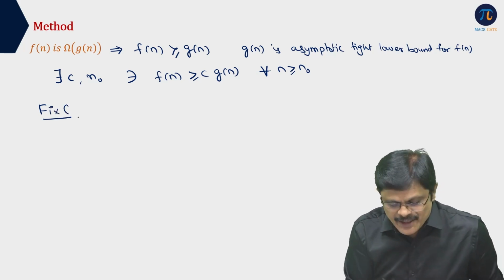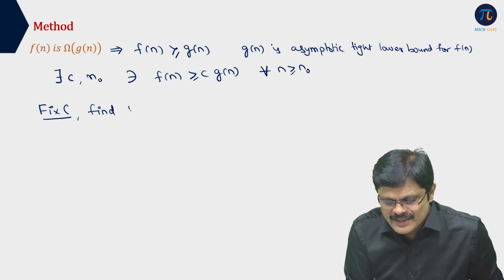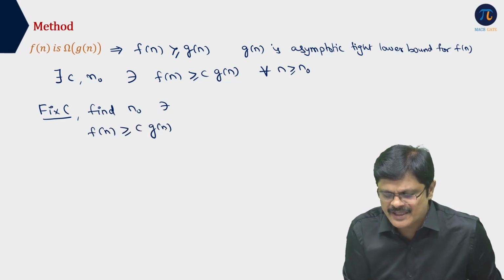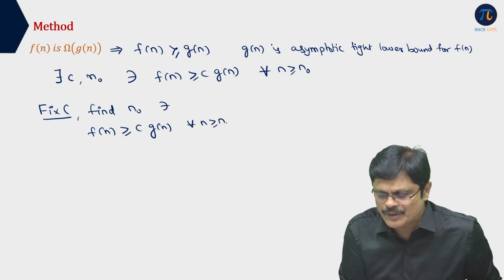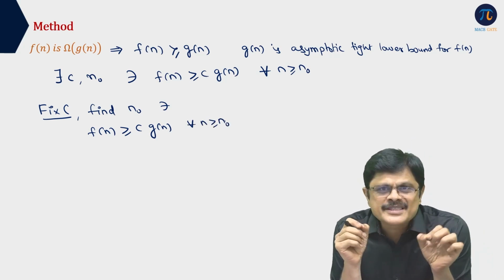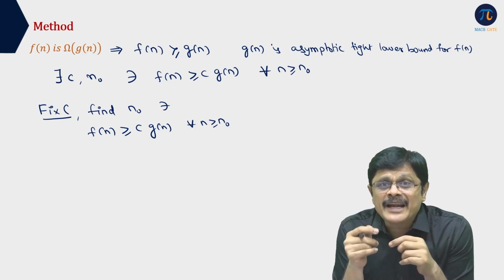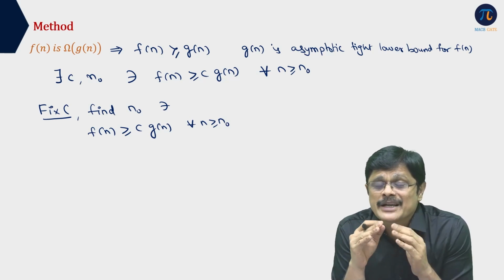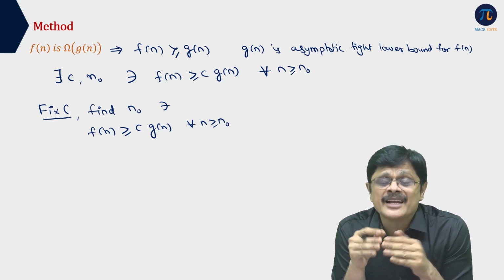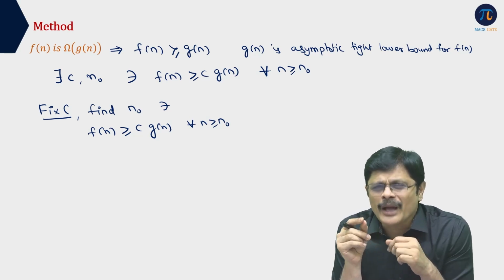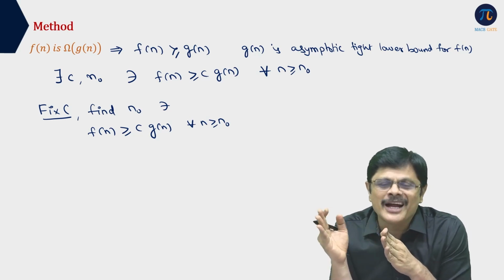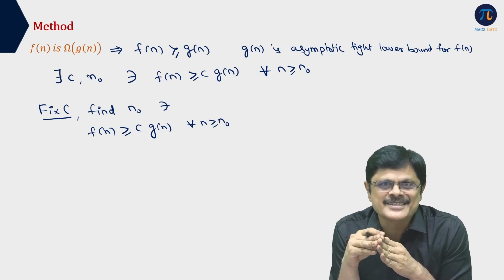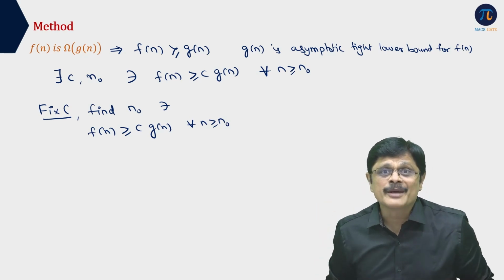Once you fix a C, you have to find n naught satisfying this condition, such that Fn is greater than or equal to C times Gn for all n greater than or equal to n naught. So you fix C depending on the problem, then find that value of n naught after which this condition is satisfied. We are saying that for sufficiently large n, this condition must be satisfied. So n naught is actually the starting point for your large n. After n naught, anything is large for us. It depends again on the problem.